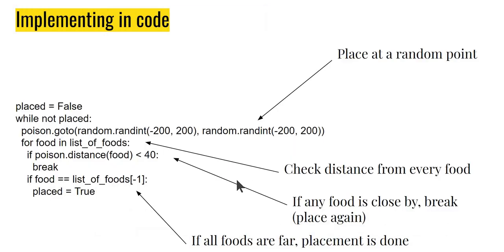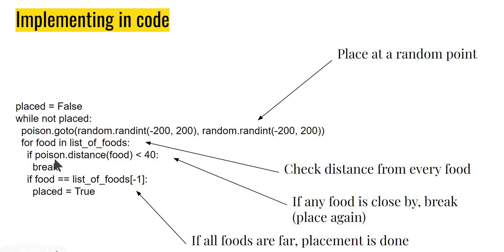So I will run a loop here. I'm going to place this randomly, as earlier. But now notice it's part of a while loop. I'm going to check the distance between the foods and, if any of them is less than 40, I'm going to do this once again.